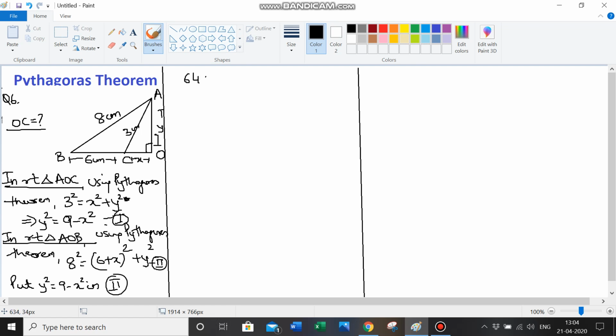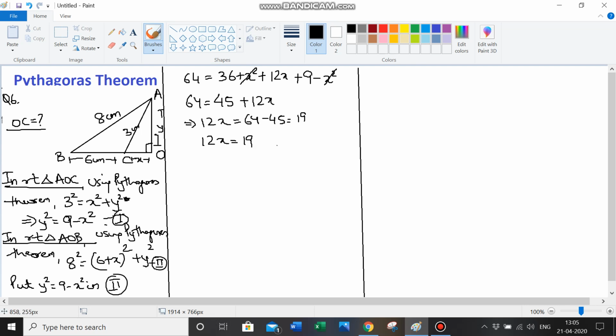8 square, that's 64, is equal to, let's open, that's 36 plus x square plus 12x plus 9 minus x square. Instead of y square, I've just put 9 minus x square. So x square and x square get cancelled, and I'm left with 64 is equal to 36 plus 9, that's 45 plus 12x, which means 12x is equal to 64 minus 45, that's 19. So 12x is equal to 19, therefore x is equal to 19 upon 12 centimeter.